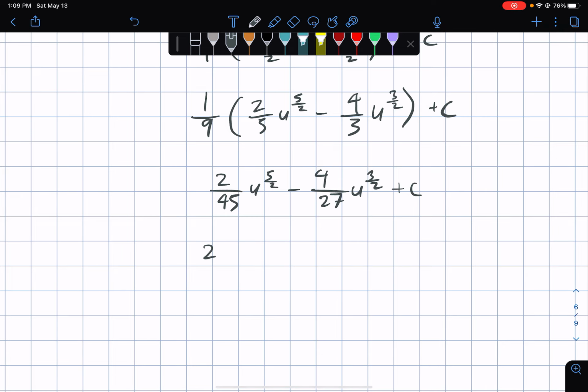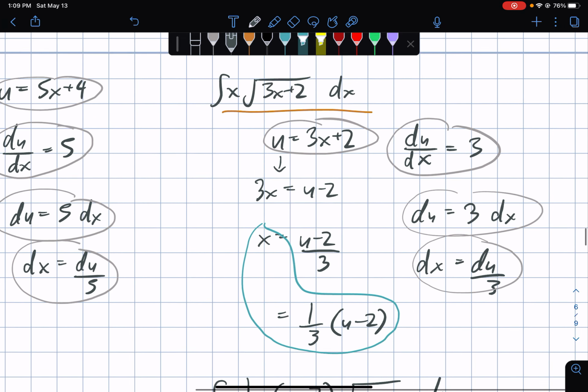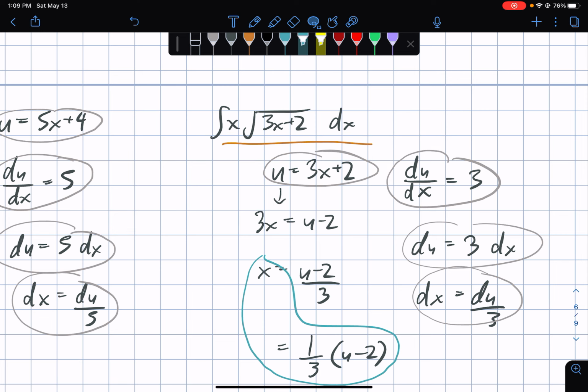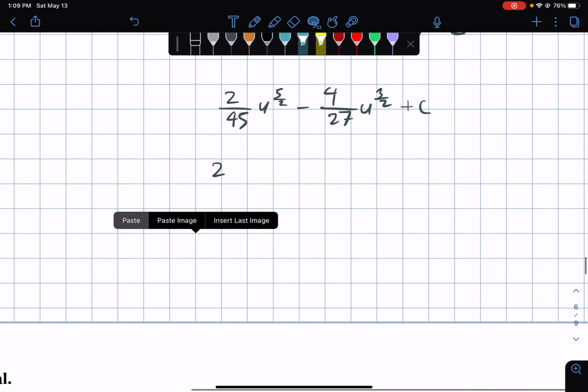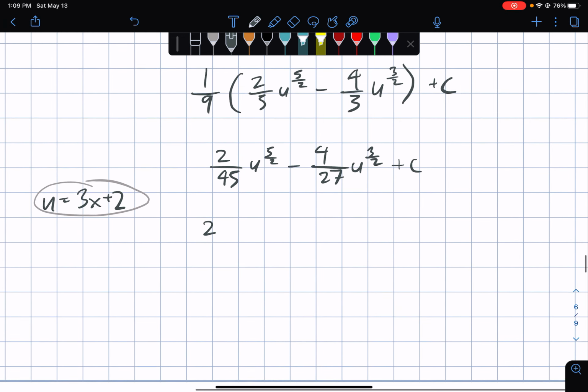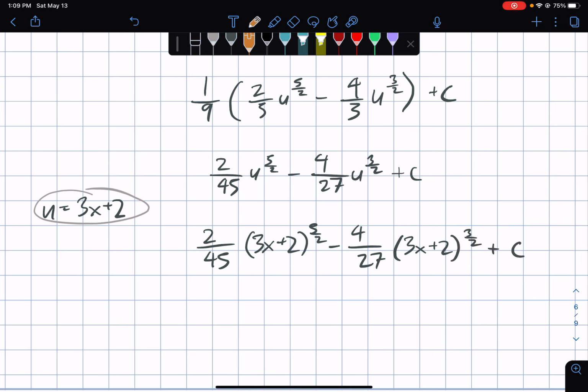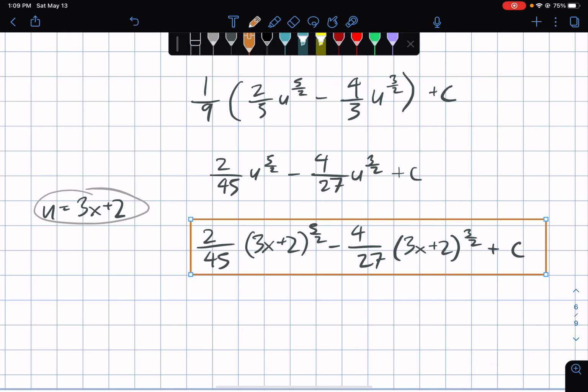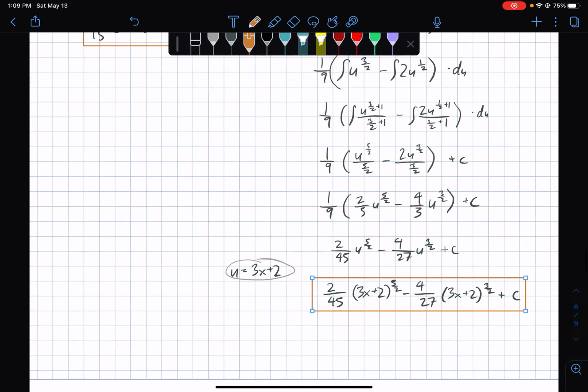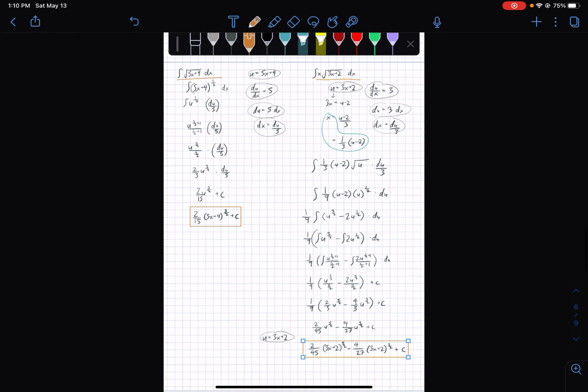And then we sub u with whatever it's equal to. What is it equal to in the first place? It's this one. So 2 over 45 times the quantity 3x plus 2 raised to 5 over 2 minus 4 over 27 times the quantity 3x plus 2 raised to 3 over 2 plus c. I bet this is the final answer already. Damn, it's so long.